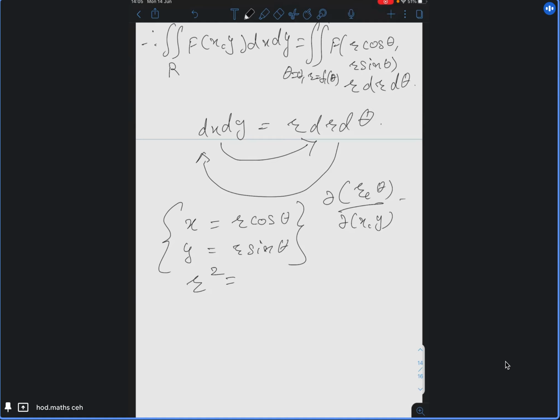So the r square will be equal to what? X square plus y square. And what about theta? Theta is how much? Tan inverse of y by x. Tan inverse y by x. So these relations you follow while converting from polar to Cartesian. Understood? Yes, ma'am. So in case of polar to Cartesian, r dr d theta will be equal to dx dy, remember.